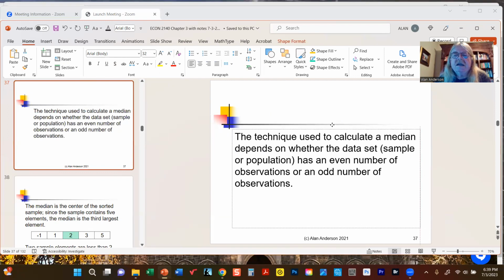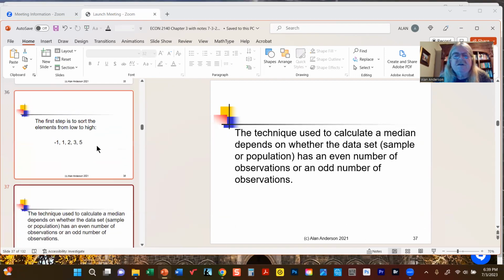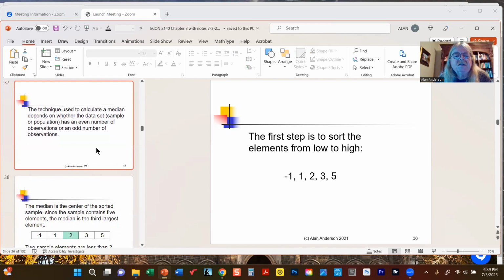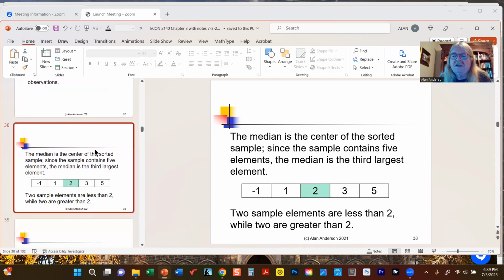So in this example, we have an odd number of values, 5. So this is the simple case because all we have to do is find the data element that's in the center. It's right there. The 2 is in the middle. So this is defined as our median. You can see half are below and half are above.